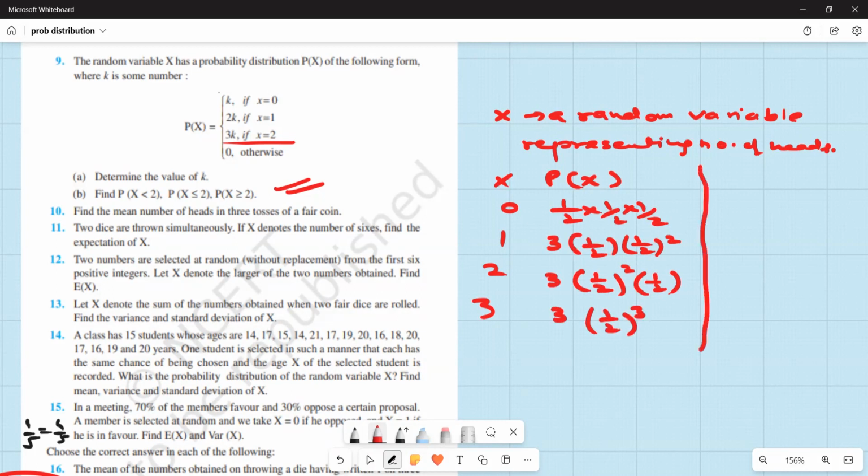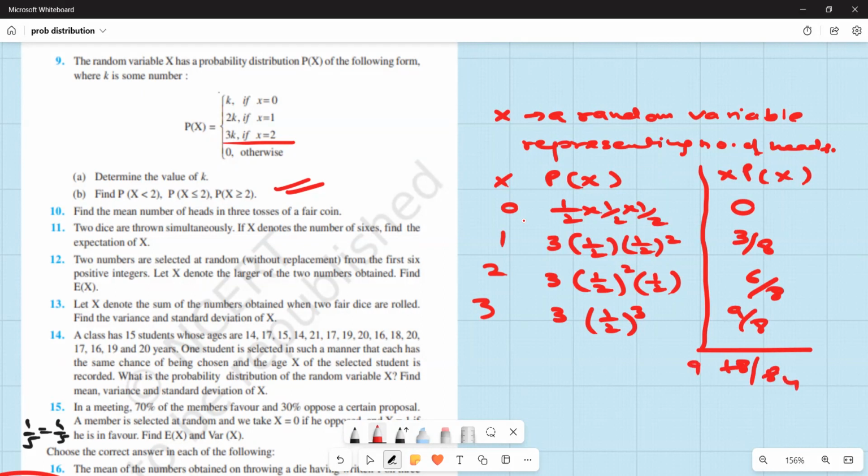So what will be x px? 0 into any number is 0. Then 1 into 3 by 8, so it is 3 by 8. Then 2 into 3, 6, 6 by 8. I am not cancelling anything. I will keep the denominator same. So 3 into 3, 9 by 8. So what will be sum? 3 plus 6, 9 plus 9, 18 by 8. That's why I didn't cancel, because it makes addition easy. So what is the answer? 2 nines are 18, 2 fours are 8, so 9 by 4 is the answer for this.